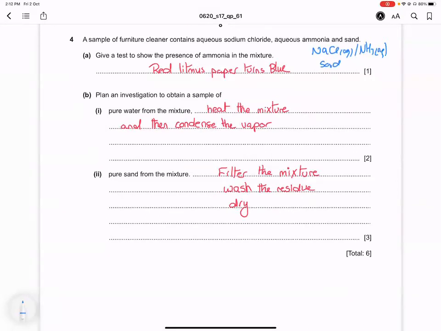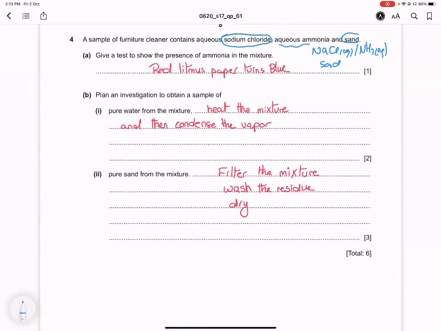The test of ammonia is always red litmus paper turns blue. It turns damp red litmus paper blue. If it's the gas, the aqueous ammonia, just add the litmus paper, it will turn blue. Since sand is a solid, it will not affect the litmus paper, and aqueous sodium chloride is neutral, so it will not affect the litmus paper. So aqueous ammonia solution will directly turn the red litmus paper blue.